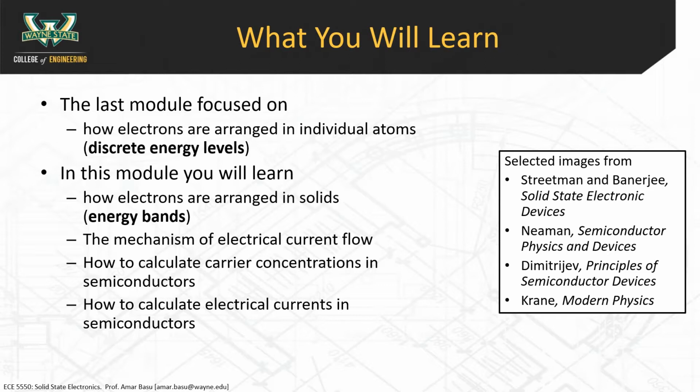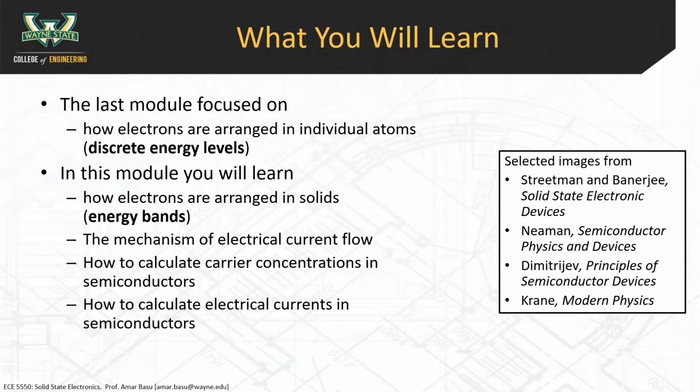What happens in solids is that these discrete energy states become energy bands. An energy band is a continuous range of energies, and the electron can reside in any one of those energy states within that range, rather than at discrete states. So we're going to talk about that.